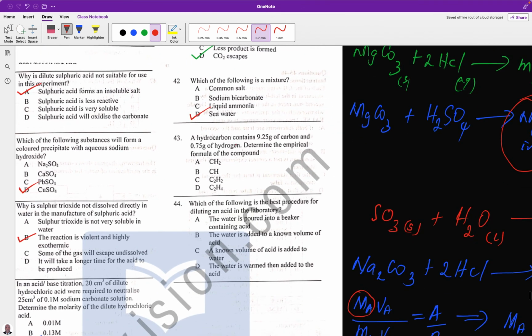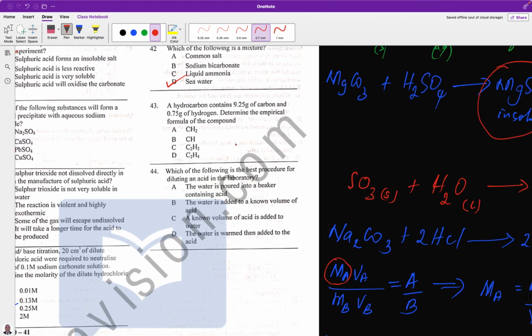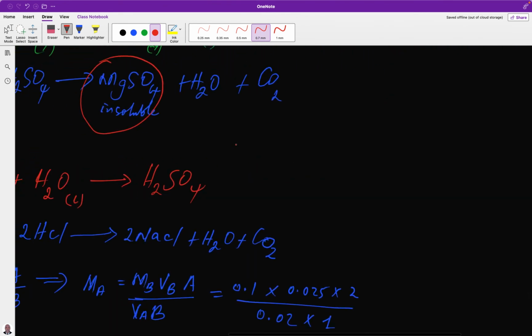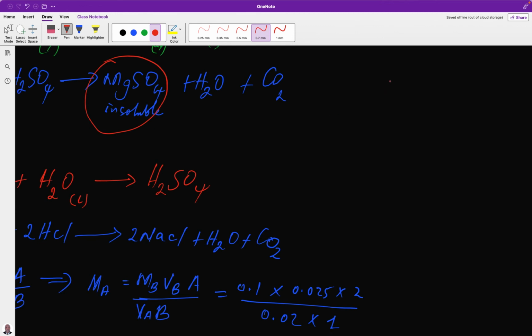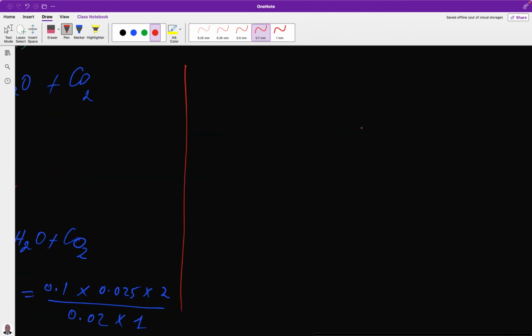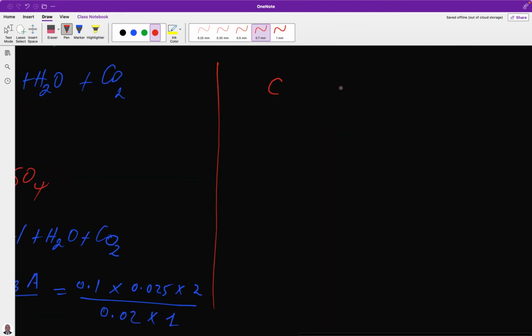Okay. Number 43. A hydrocarbon contains 9.25 gram of carbon and 0.75 gram of hydrogen. Determine the empirical formula of the compound. Very, very simple. We have carbon and we have hydrogen, and the masses are 9.25 and 0.75. These are their masses in grams.